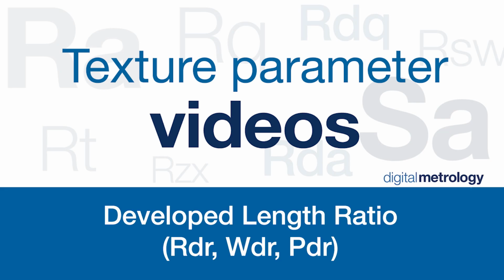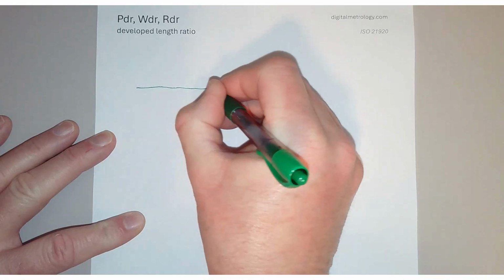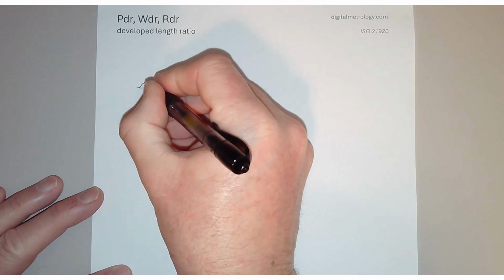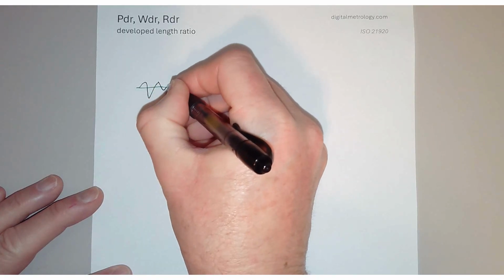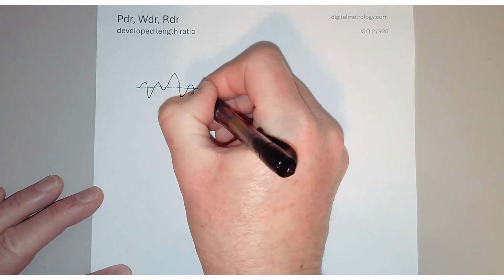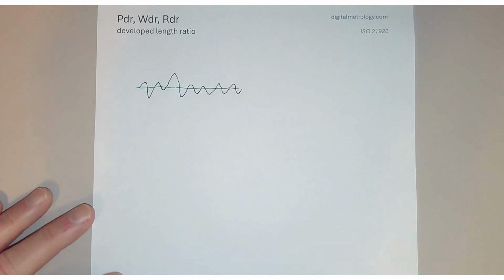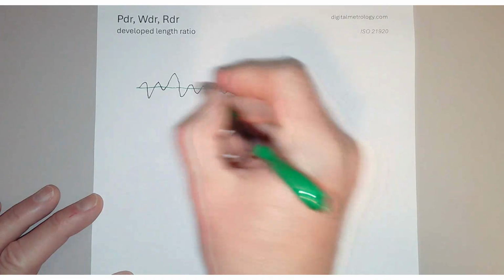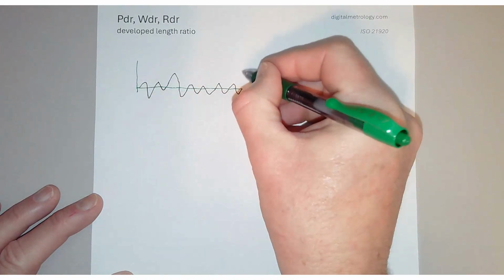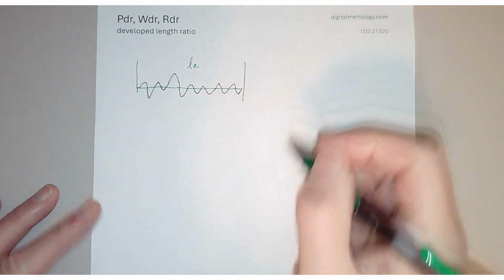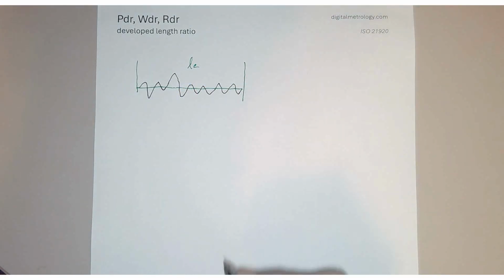The developed length ratio is an interesting way of describing roughness. Here's a surface that has perhaps some texture to it. It moves up and down relative to the mean line. Now, this particular surface has an evaluation length. The evaluation length is the amount of length that we're including in our calculations, LE, evaluation length.